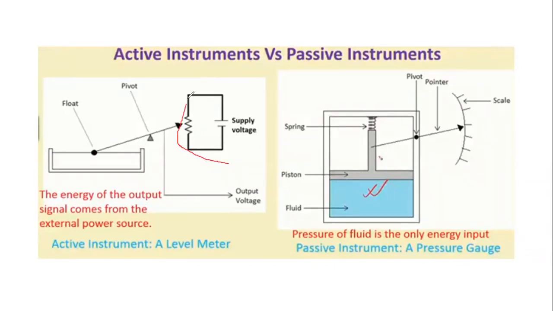Okay, anyway, I'm continuing. Here you can see a supply voltage is applied to this instrument to operate it. So by providing this supply voltage, this becomes an active instrument. Here you can see there is no connection of any voltage source in this passive instrument. It works only on the piston arrangement.